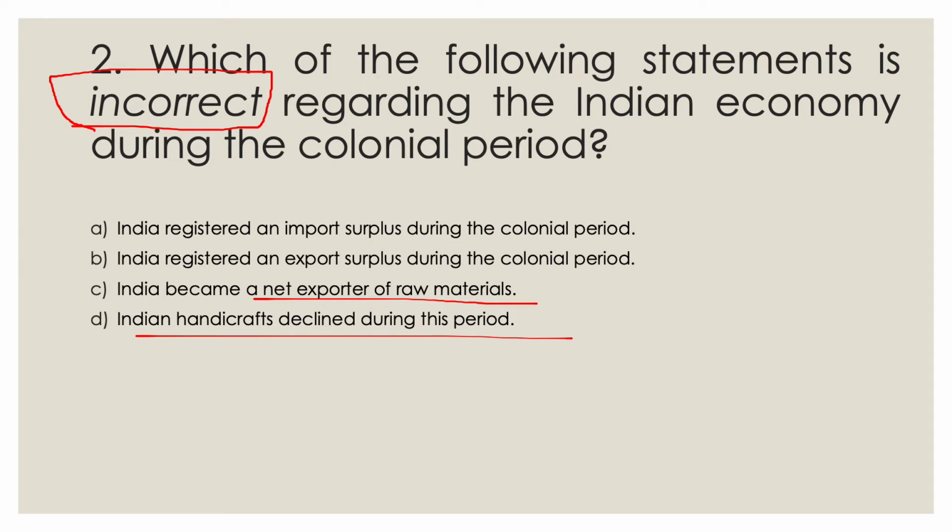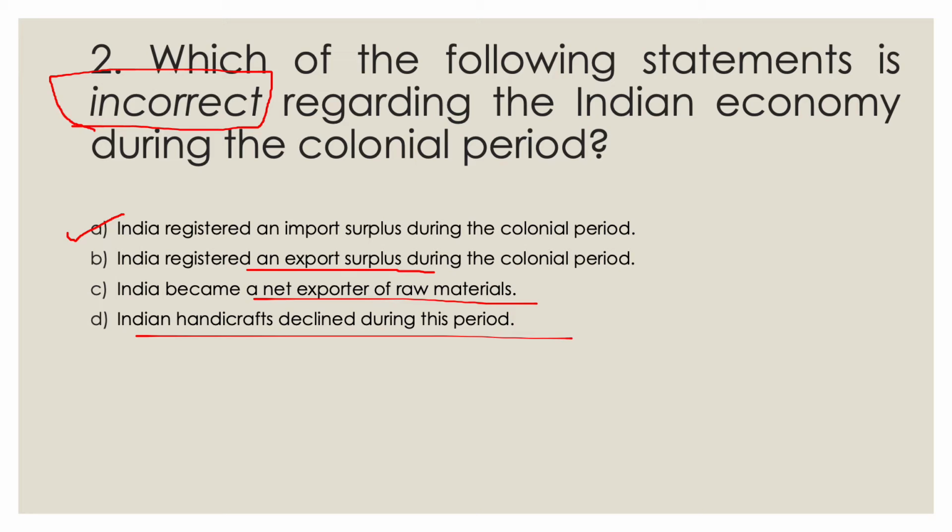Now let us look at A and B. Why are they confusing? Because normally when you would look at this colonial period in front of you, you would think that India was not doing very well as an economy and it was being exploited. So there is no way that there was more export than import. You would normally assume that import would have been more than the export, but it wasn't so. India was registering an export surplus. So the right answer here in this case is A.